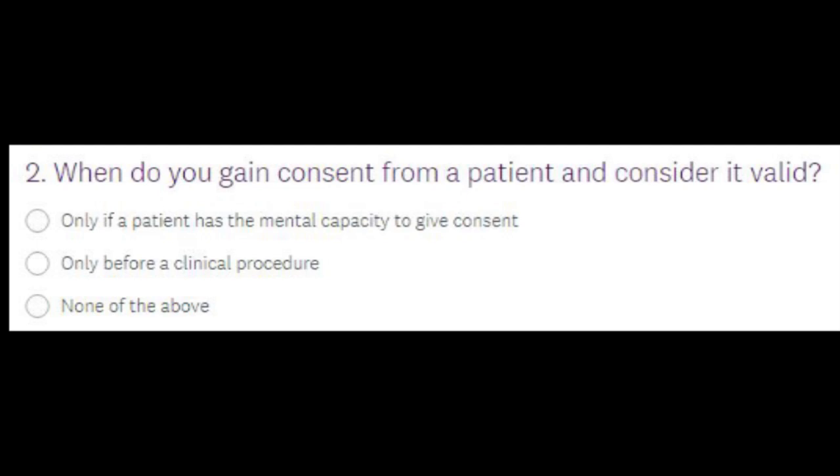Moving on to the second one, when do you gain consent from a patient and consider it valid? First option, only if a patient has the mental capacity to give consent. Second, only before a clinical procedure. And third is none of the above. Obviously, the answer will be the first one, because only if a patient has the mental capacity to give consent, we can gain consent from a patient and consider it valid. So that was a pretty easy one.